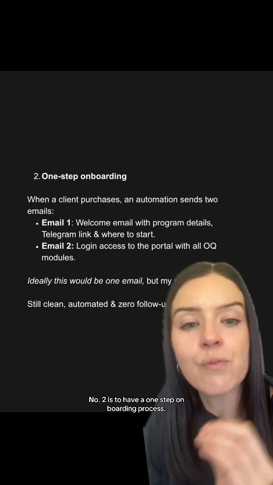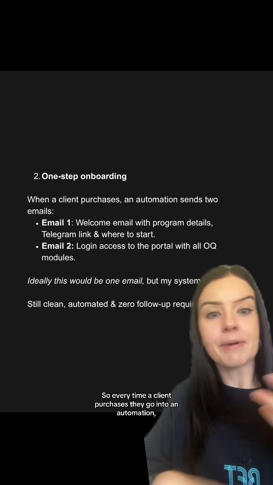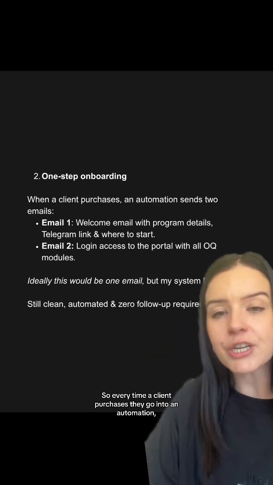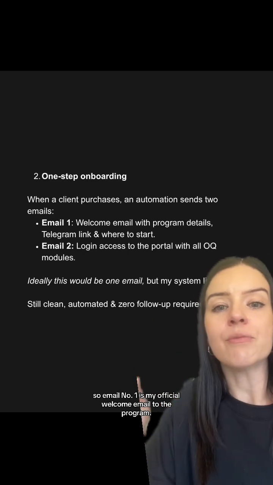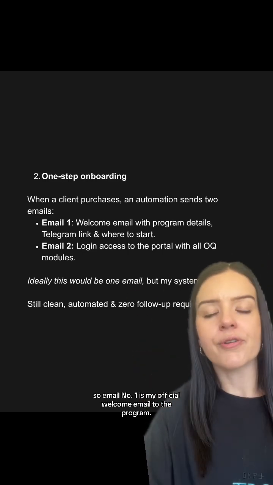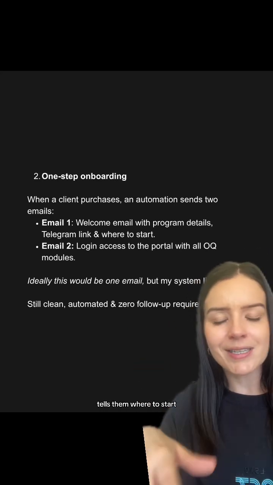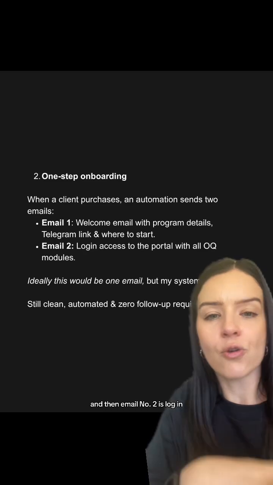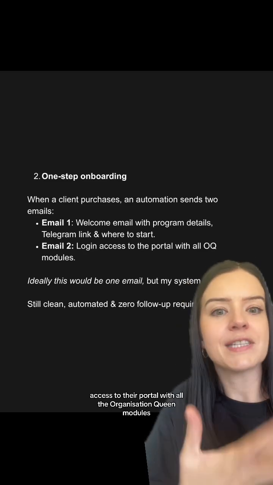Step number 2 is to have a one-step onboarding process. So every time a client purchases, they go into an automation that sends them 2 emails. Email number 1 is my official welcome email to the program. It's got the Telegram link and tells them where to start. And then email number 2 is login access to their portal with all the Organization Queen modules.